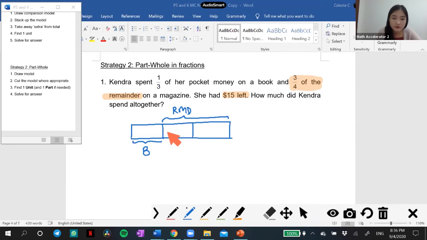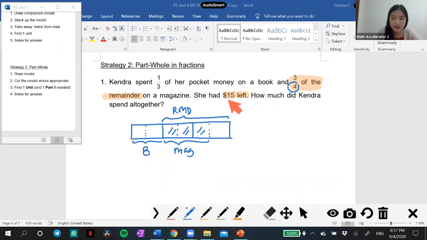Do you have 4 units here? Are you able to cut it such that you have 4? Yes. Right, so cut it up. Right, now that you have cut it up into 4 here for the remainder, 3 out of the 4 units here is for the magazine.